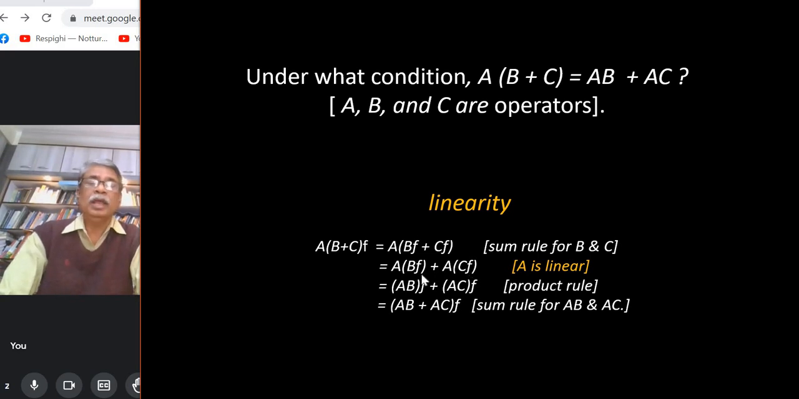Okay. Now, Bf operated by A gives you ABf. It is obvious, it looks so, but actually it's a product rule, as you can write that A(Bf) is ABf, A(Cf) is ACf, and finally again the sum rule of AB and AC. So AB plus AC applied on f. So A(B+C) is AB plus AC. Okay. So it is justified.